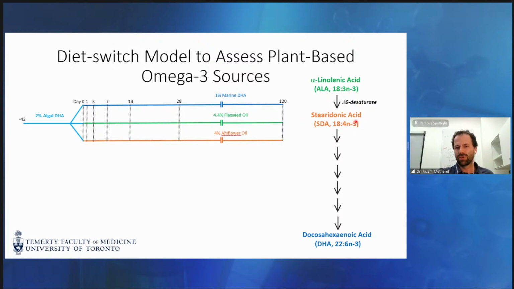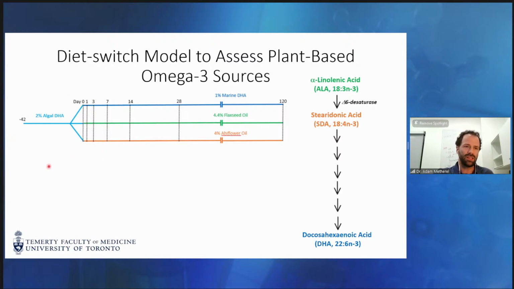Stearidonic acid is the first product of the n-3 PUFA synthesis, resulting from the activity of the putative rate-limiting enzyme delta-6 desaturase. So the thought here is that by providing this SDA, we're bypassing the rate-limiting step and potentially synthesizing DHA at a faster rate.